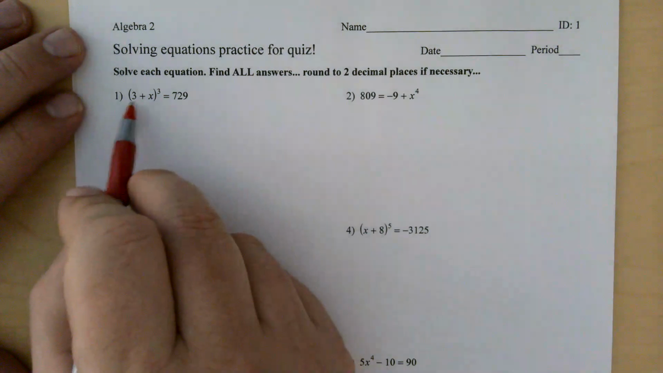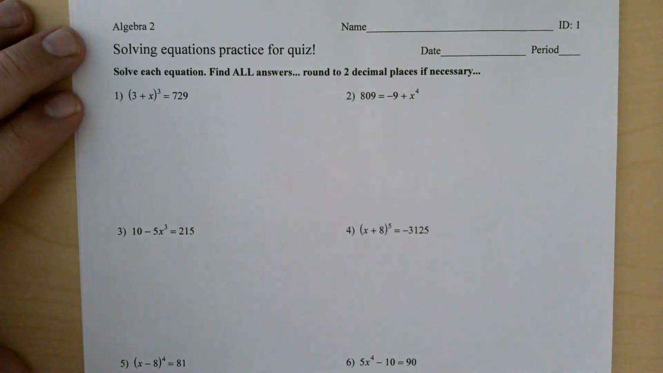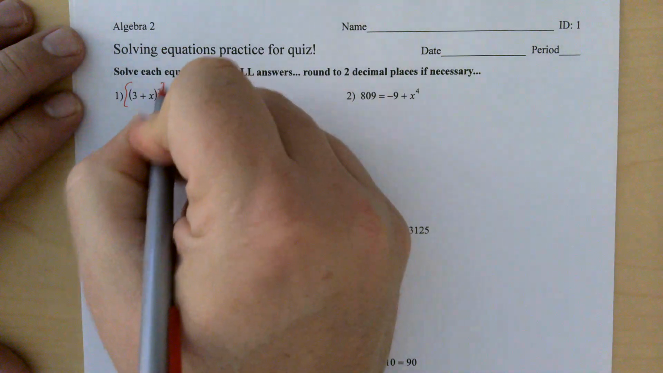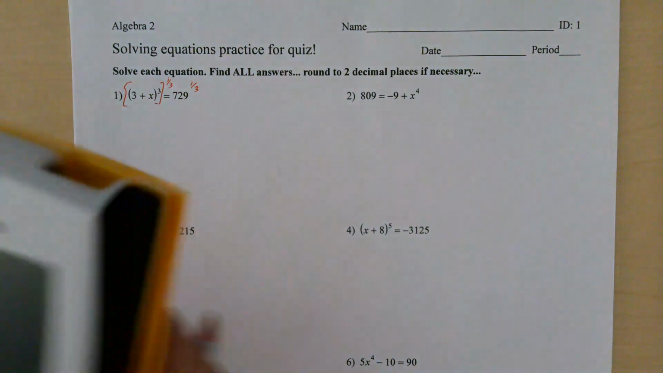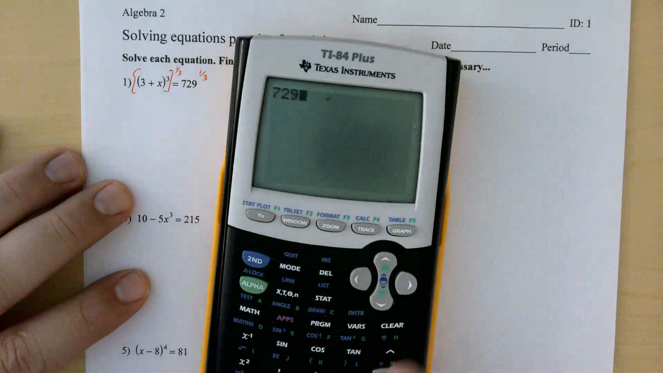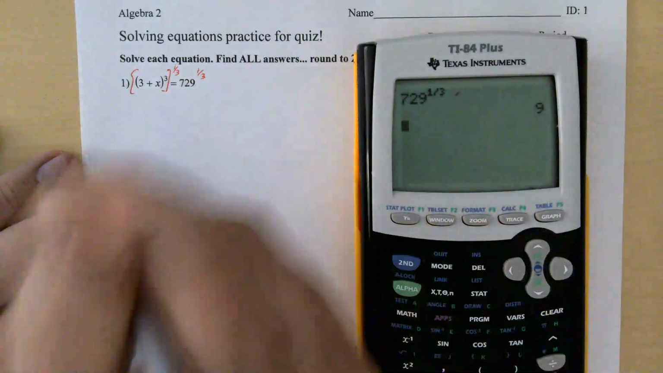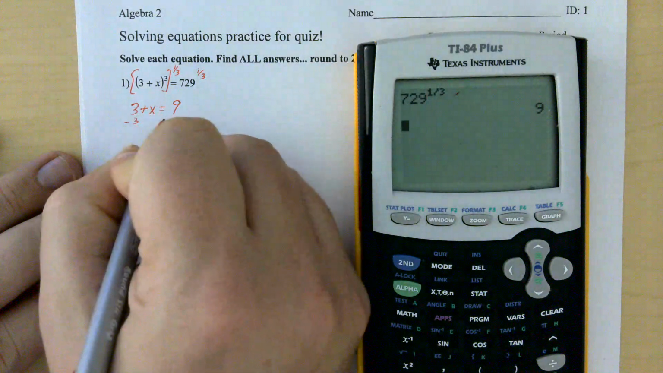So in this first problem, I can't get to what's inside the parentheses until I eliminate the cube. Okay, so we're being raised to the third power. We just recently learned to undo cubing of something. We take the cube root, which is really the 1/3 power. Okay, so now this is a perfect cube, but you can ask the calculator 729 raised to the 1/3, and you're going to see that it's a nice 9. So we're left with 3 plus x equals 9.